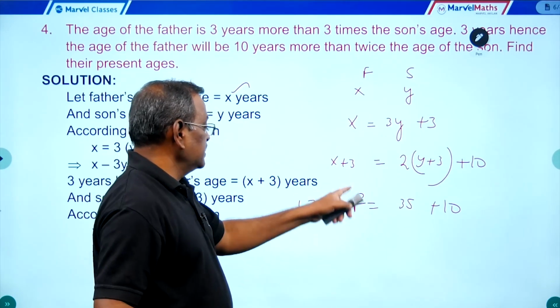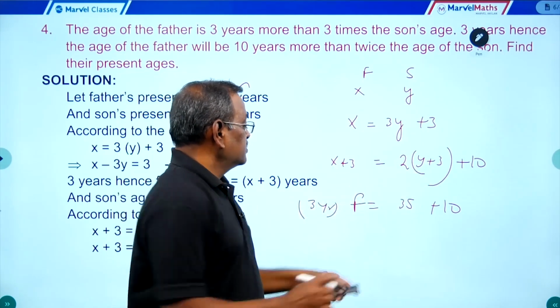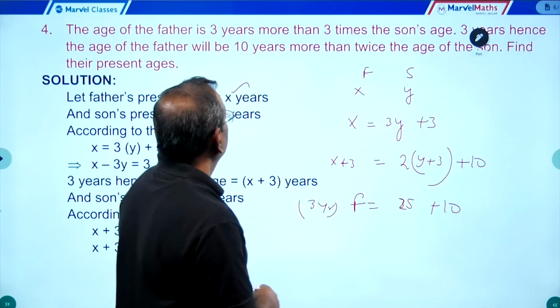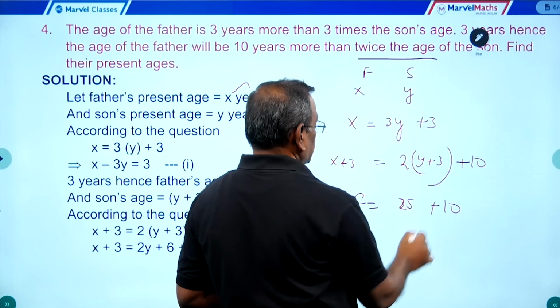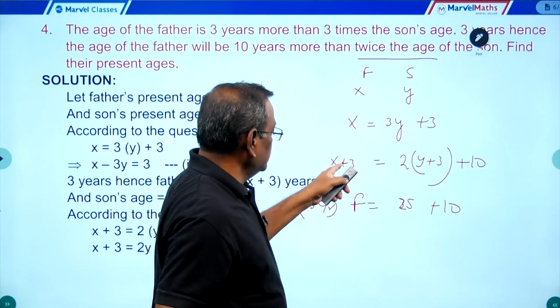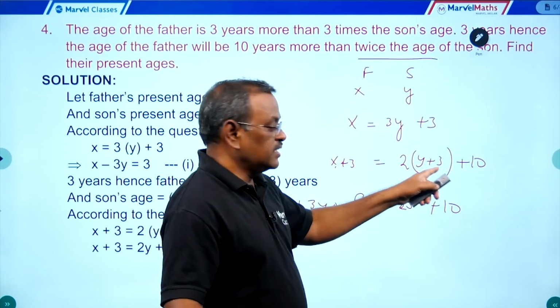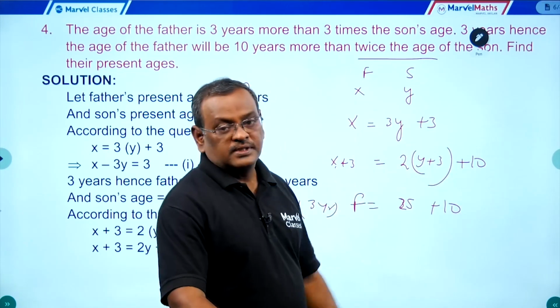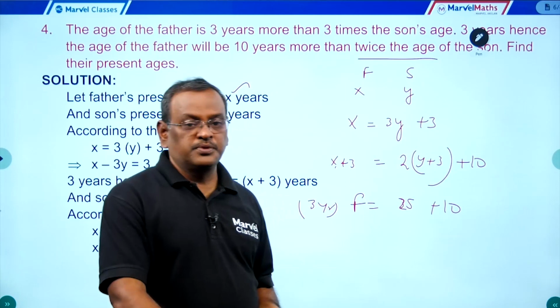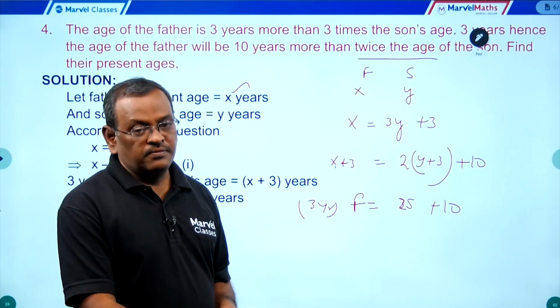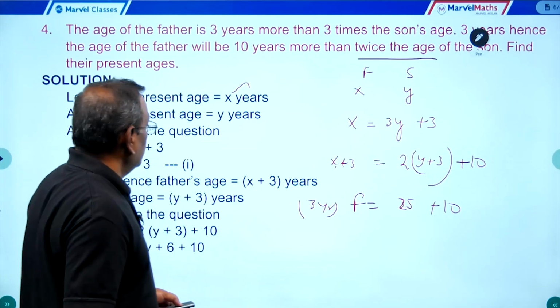But what is the father's age? x plus 3. What is the son's age? Twice the age of son, so 2 times y plus 3, plus 10. So after 3 years, father's age is x plus 3, son's age is y plus 3, and x plus 3 equals twice of y plus 3 plus 10. Write in standard form, apply either the substitution method or elimination method, then find the solution and write the proper conclusion.